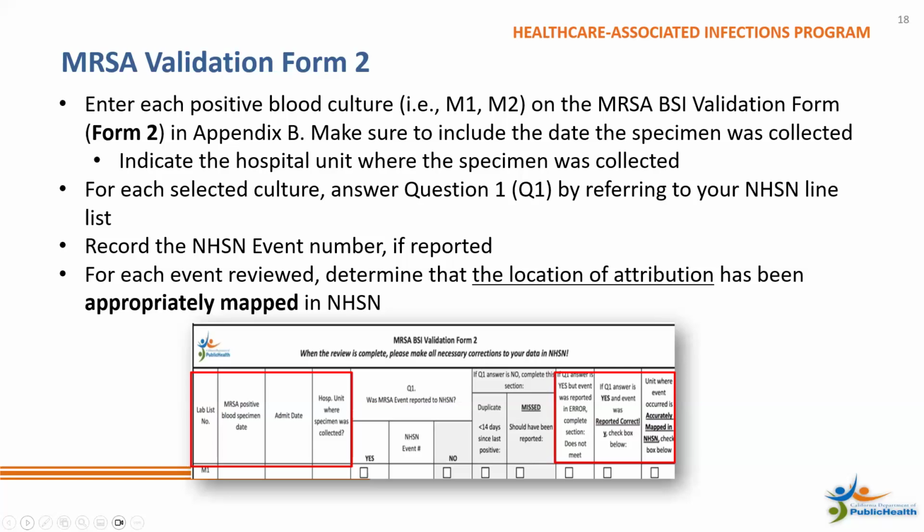So you'll enter each positive blood culture into the MRSA BSI validation Form 2. So you'll enter the lab list number, the numbers that you created, then the specimen collection date, the date they were admitted, and the hospital unit where the specimen was collected. You will also take an opportunity to ensure that you have accurately mapped that location. This is your opportunity to take a double look at the mapping. Next slide, please.